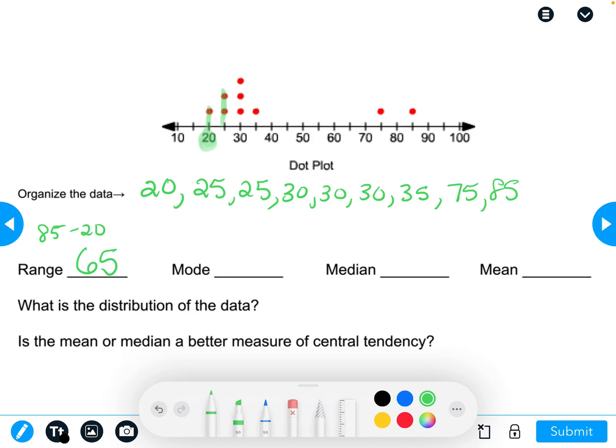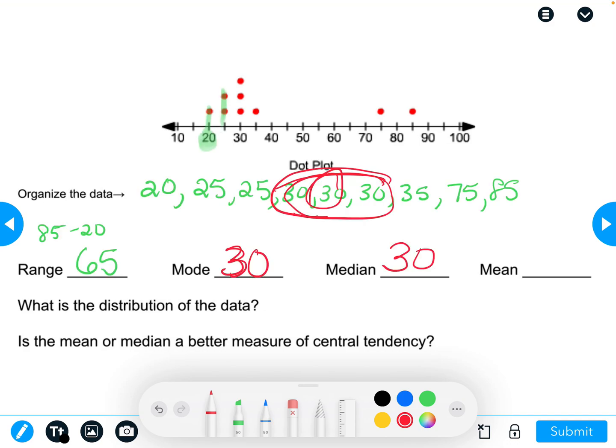The mode of my data is the most occurring, and I have the most 30s of anything. So the mode of my data is 30. Sorry, my iPad was glitching. So that would be 30, mode of my data. The median is going to be the middle piece of data, which in this case is 30 again.